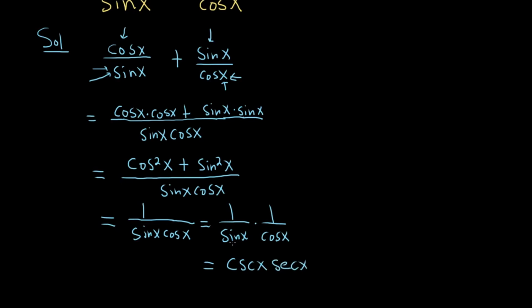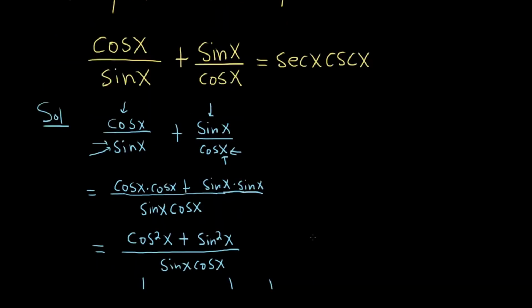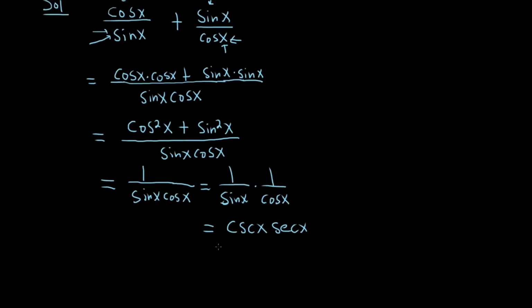The way I memorize these is it's the other letter. Sine has an S, cosecant has a C. Cosine has a C, secant has an S. So cosecant is 1 over the one with the other letter. Secant is 1 over the one with the other letter. And we're pretty much there. The original question said secant cosecant, so let's go ahead and write it that way. So this is really equal to secant x times cosecant x. And that's it. I hope this video has been helpful.